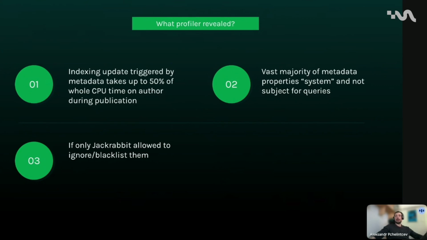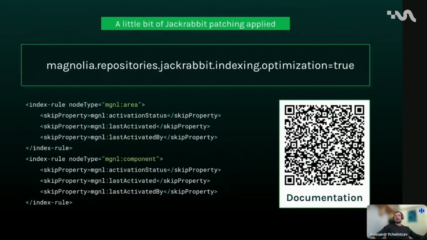on author during publication. And the vast majority of those properties that are updated are not even the subjects but variants, so they shouldn't even be indexed in the first place. And the only wish is that Jackrabbit allowed us to ignore or blacklist them. Because Jackrabbit, whenever you update something, reindexes all the content. And with very heavy pages, especially those that have a lot of components and a lot of content properties, this can become very expensive and very lengthy.